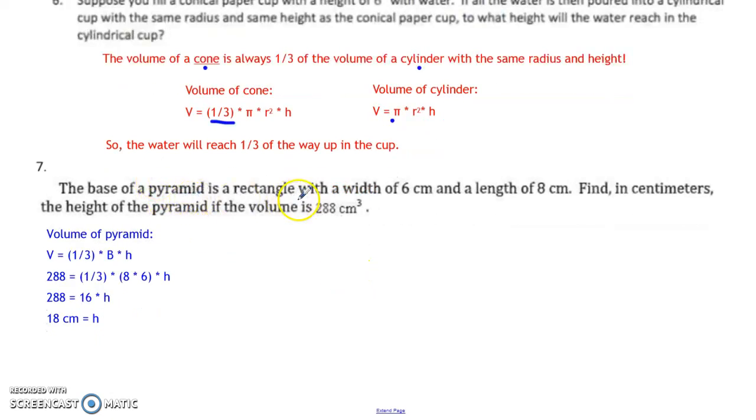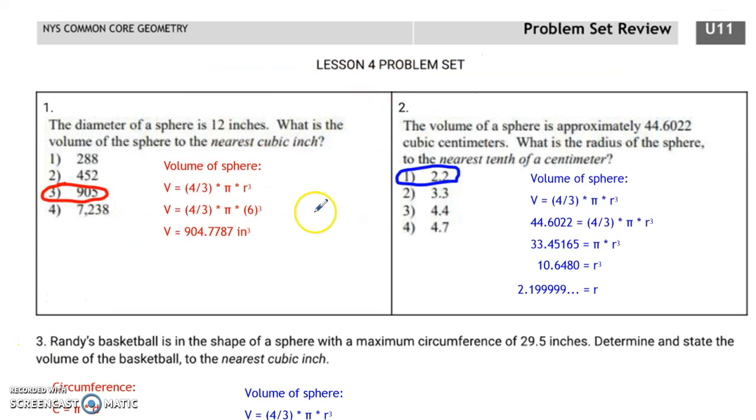The base of a rectangular pyramid has a width and length of 6 and 8 respectively. We substitute them into the formula, and they gave us the volume, which is 288. We put that in for volume, and then back solve, or just simply solve, to find h, that is the height.